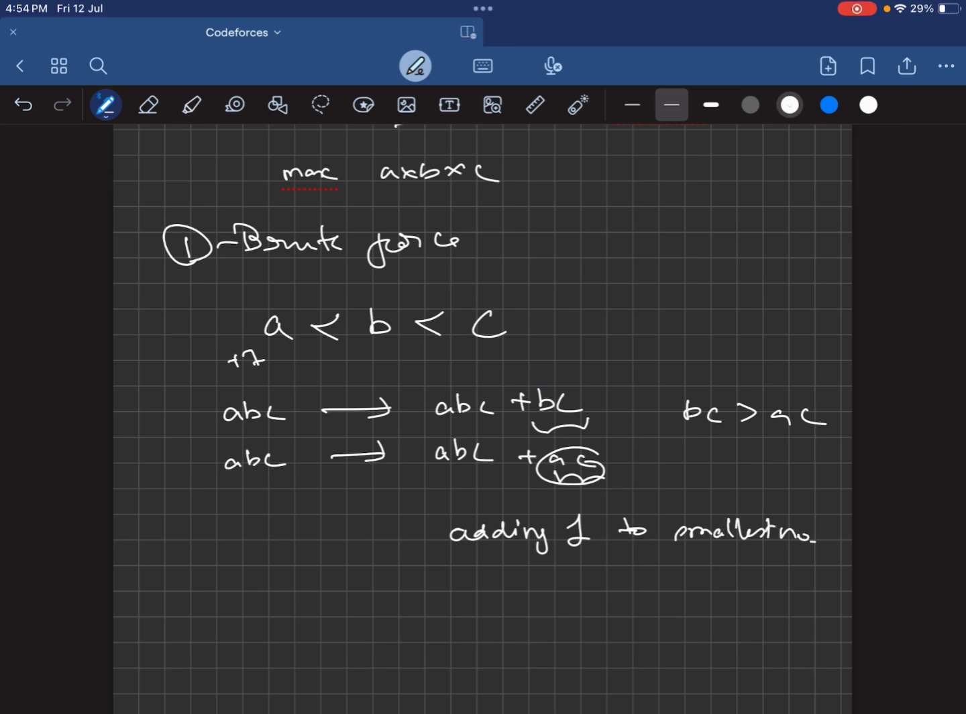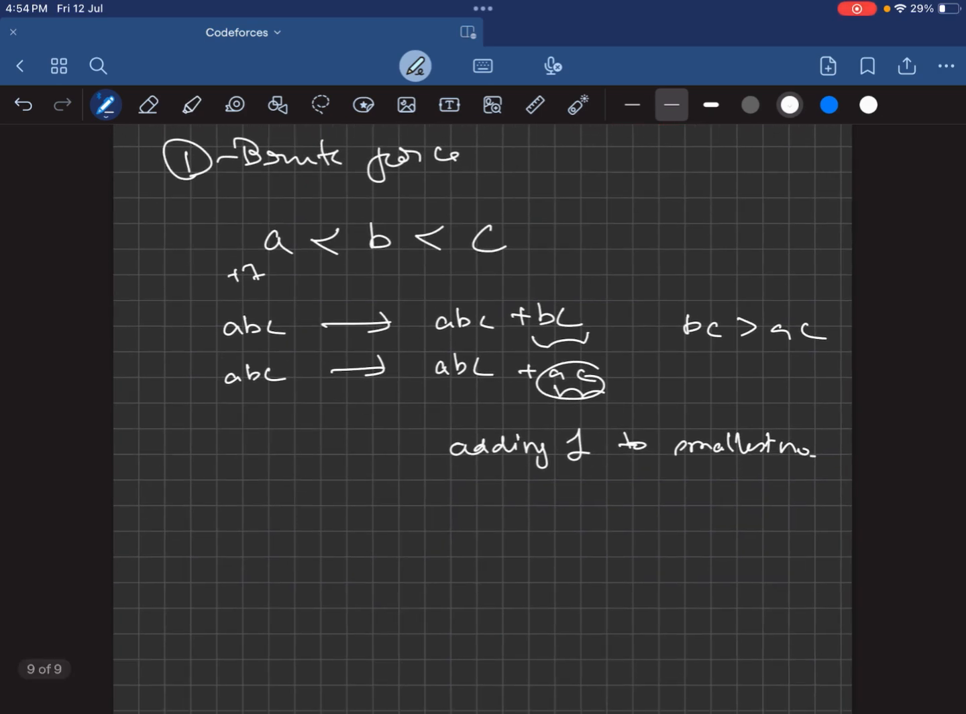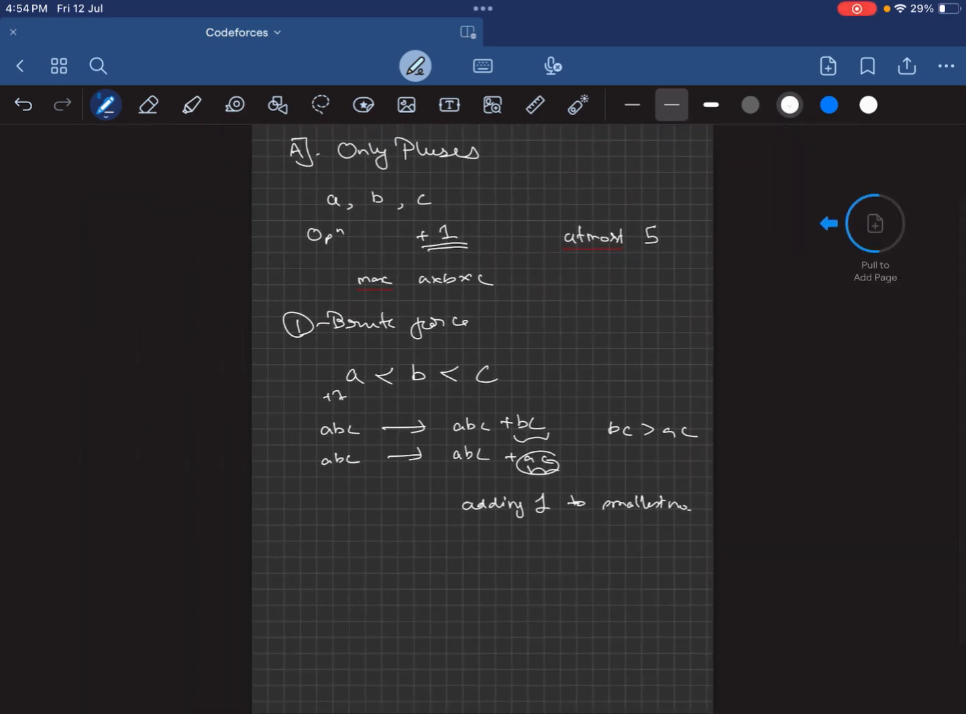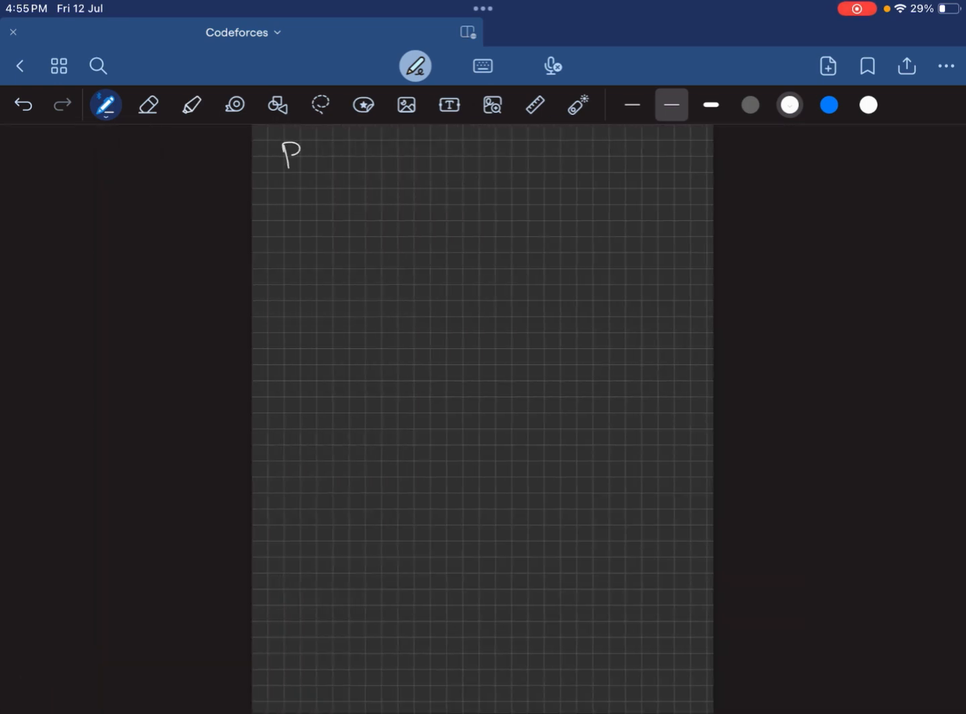So all you have to do is keep adding 1 to the smallest number, and find the product essentially. So this was a pretty simple question. Let's move on to the next question. So question number B is, I guess, angry monk.